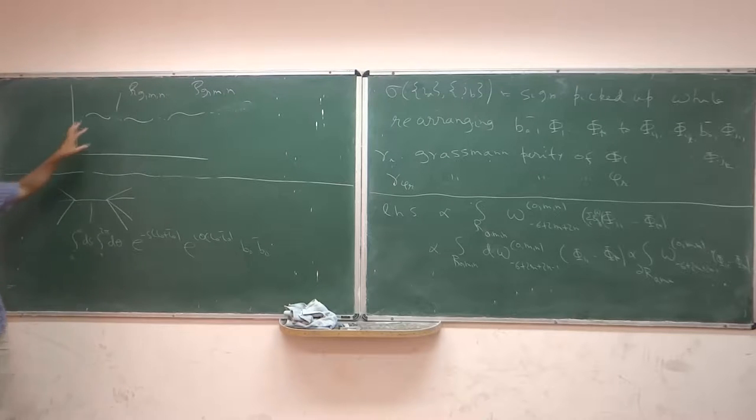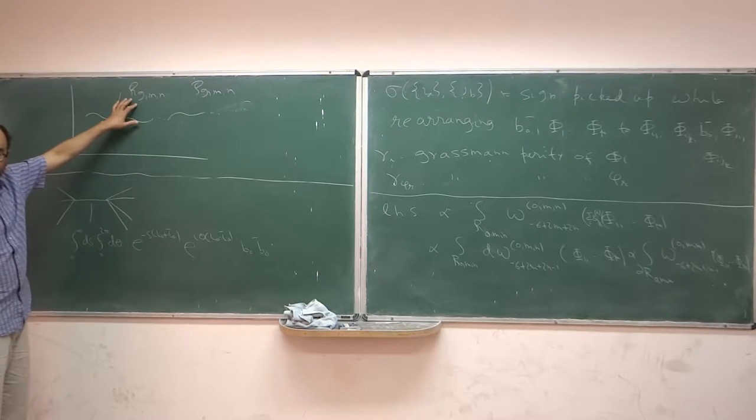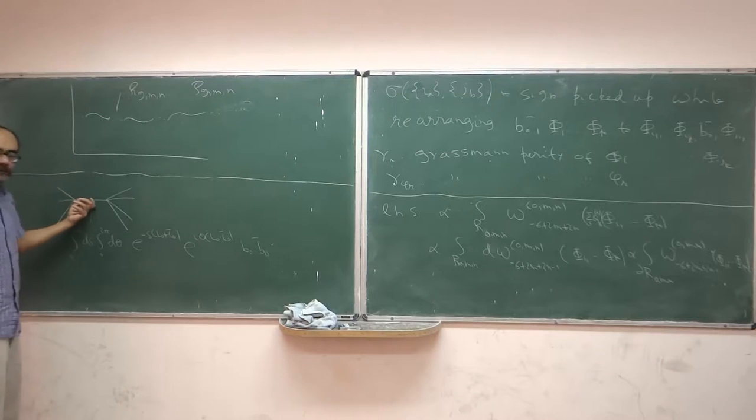So this means that the boundary of RGMN essentially is a boundary of regions like this, and those are the s equal to 0 boundaries. Is this clear?